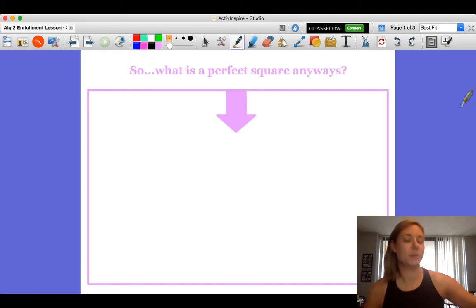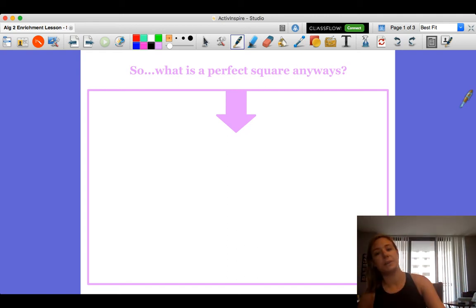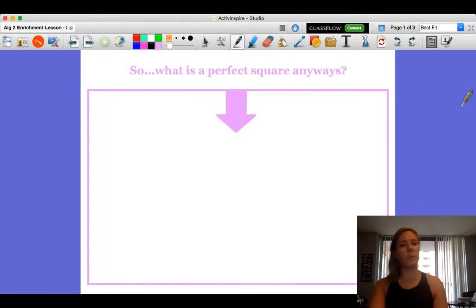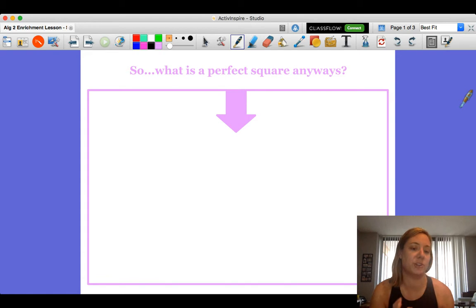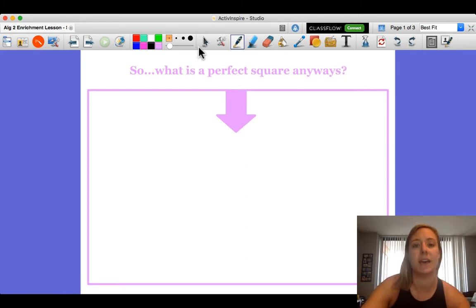Hey everyone. So now that you've had an opportunity to reflect on what you already know about perfect squares and simplifying radicals and square roots and all of that, we're going to do some practice and examples, and I want to make sure that we're clear on where we're going with this. So the first thing that I want to talk about is what is a perfect square? That's something that we need to know in order to be able to simplify square roots.